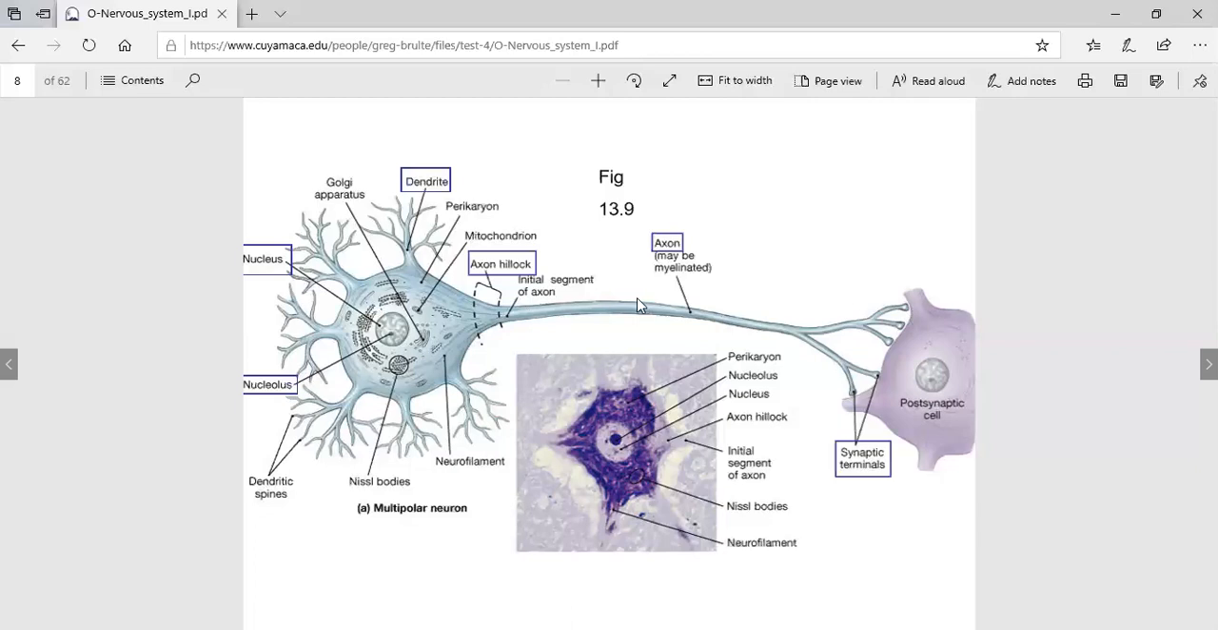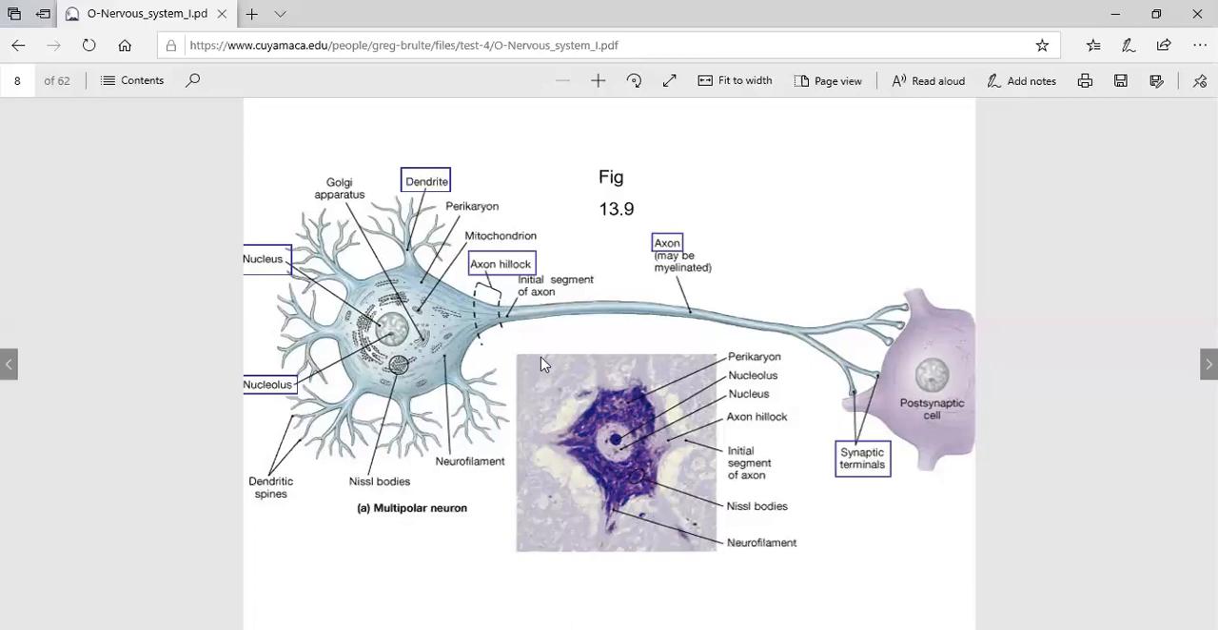It's fast, but it's not crazy fast. The fastest one will travel down a myelinated axon at about 300 miles an hour, which is pretty fast, but it's not like the speed of light or electricity through a wire, which is unbelievably fast.